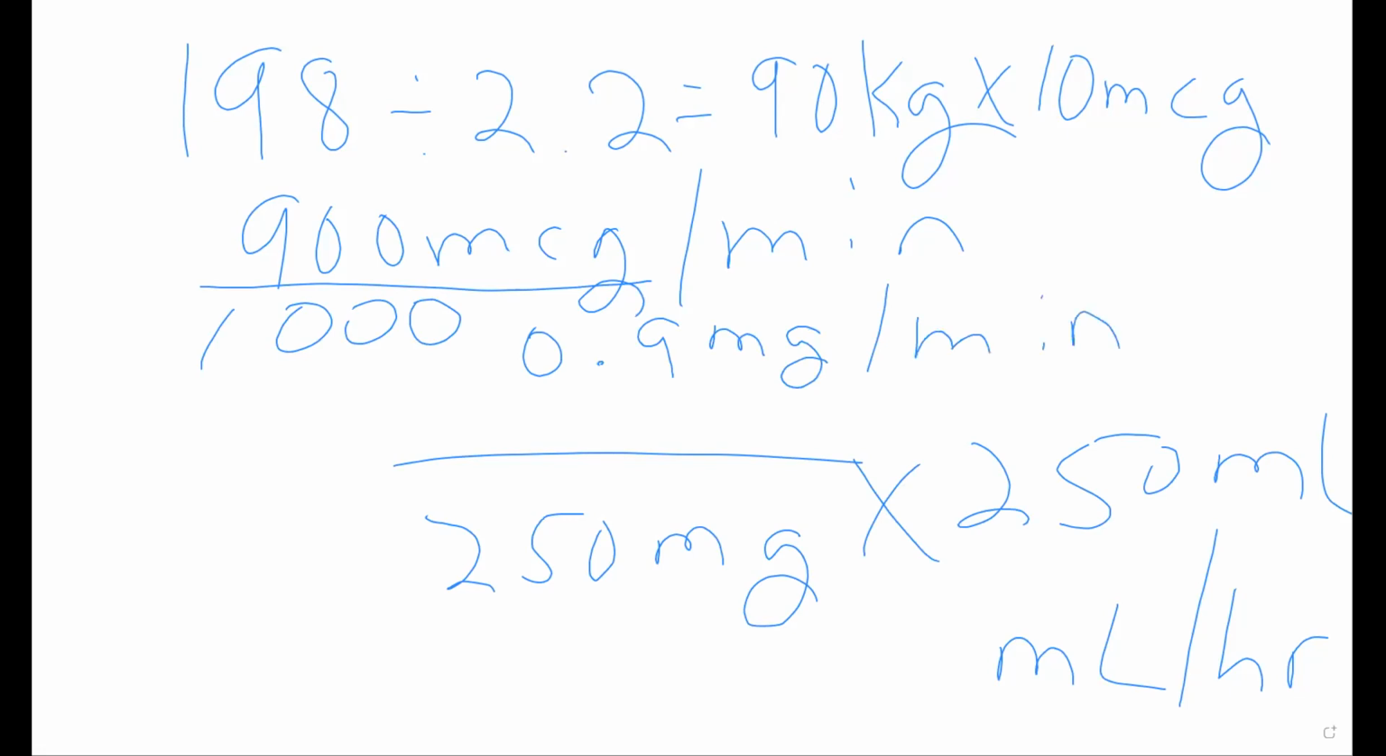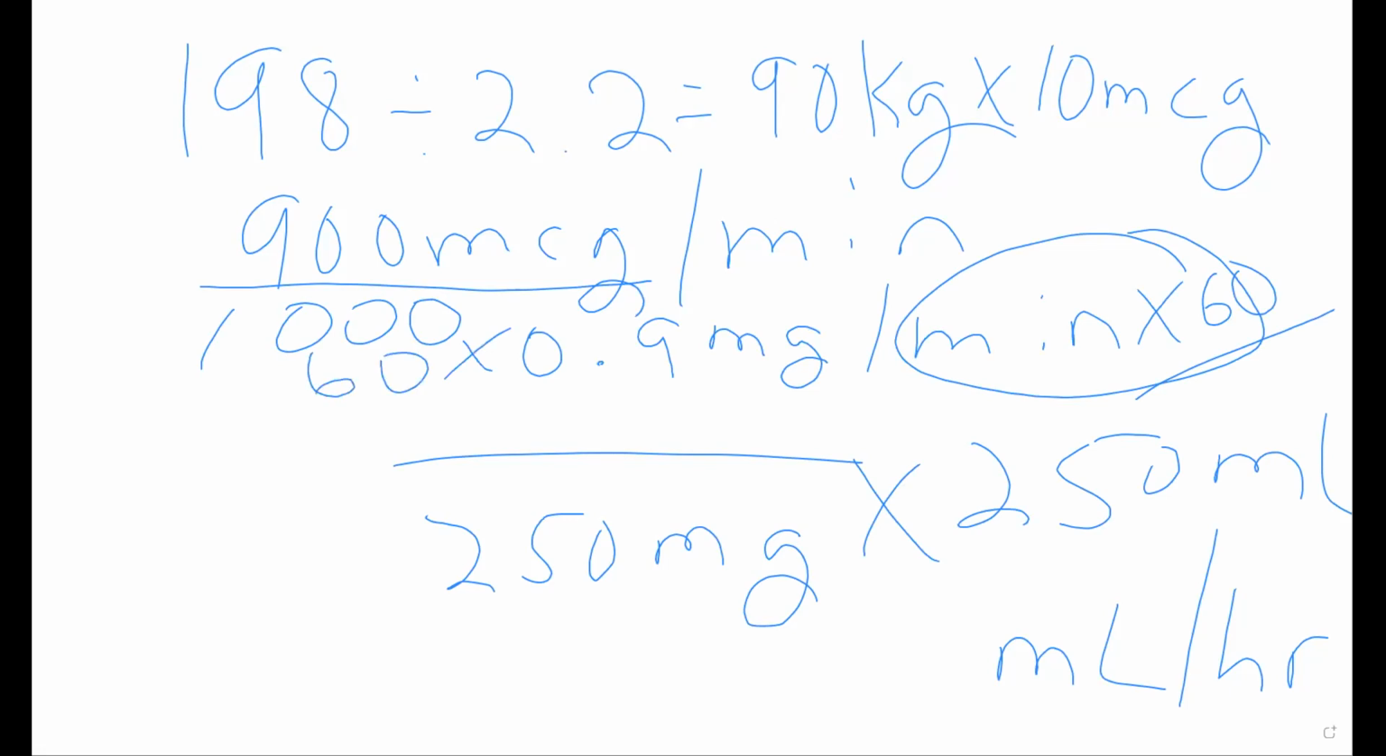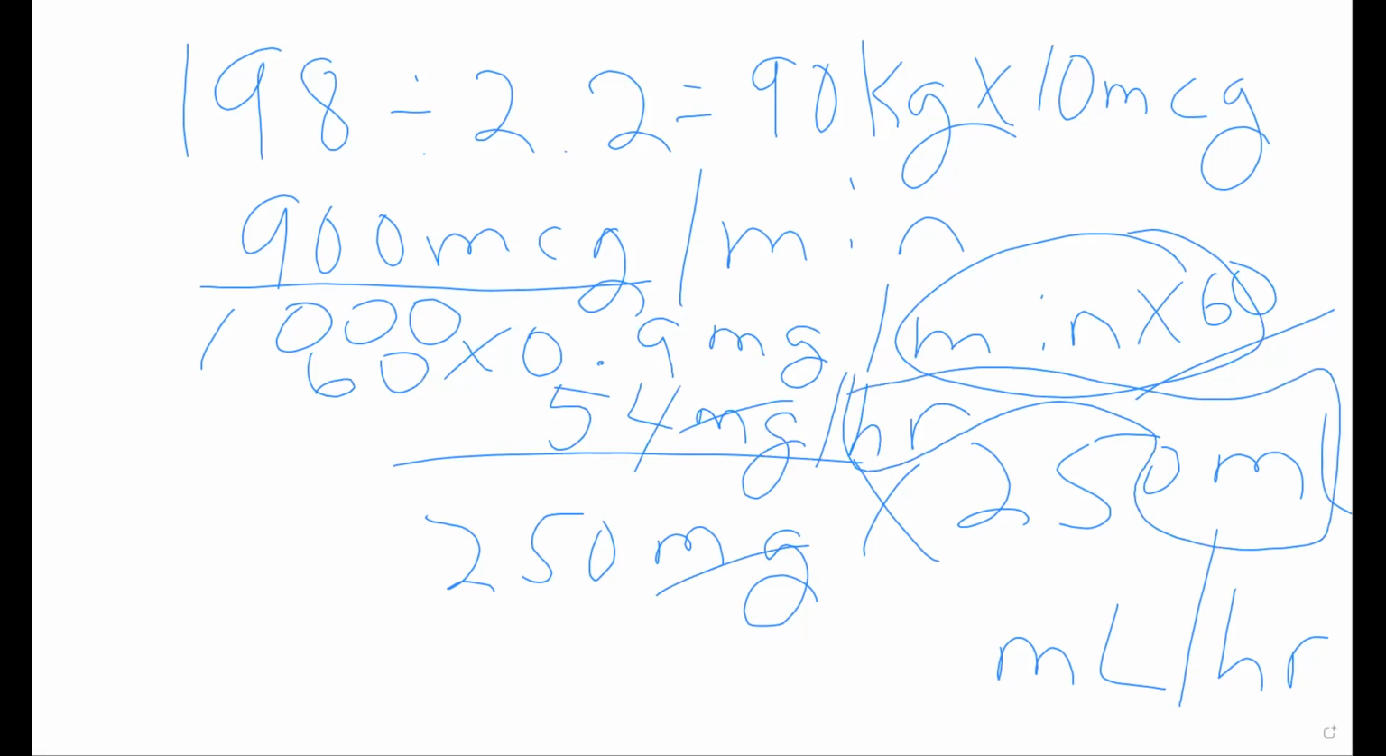Times 60. Now I don't usually do this math, but the reason why we're doing this is because this has to be multiplied by 60 to convert it to an hour. We are going to multiply this number times 60, and that should have given you 54. Okay, and then it's milligrams per hour. Milligrams is going to cross out. You're going to be left with mLs per hour. And then of course 250 divided by 250. So you should end up with 54 mLs per hour. That's what I got.